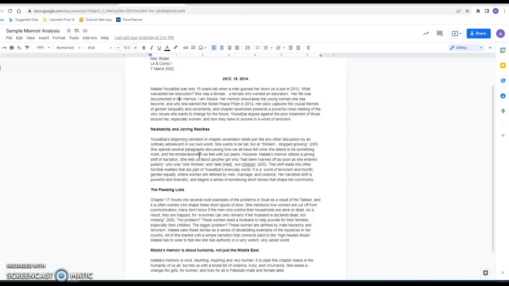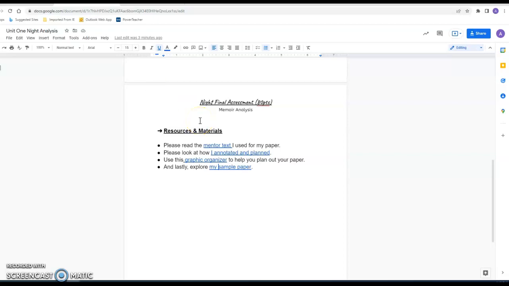How is it good writing? How is it capturing the different skill set that I'm asking? And I'll go over that again in the slideshow. And then what will happen is you can look at how I annotate and how I organize with this graphic organizer, and that might help you start your own paper.